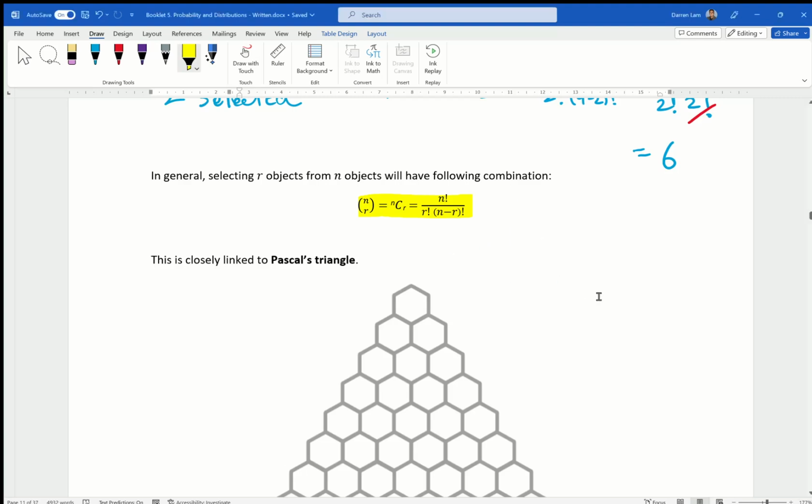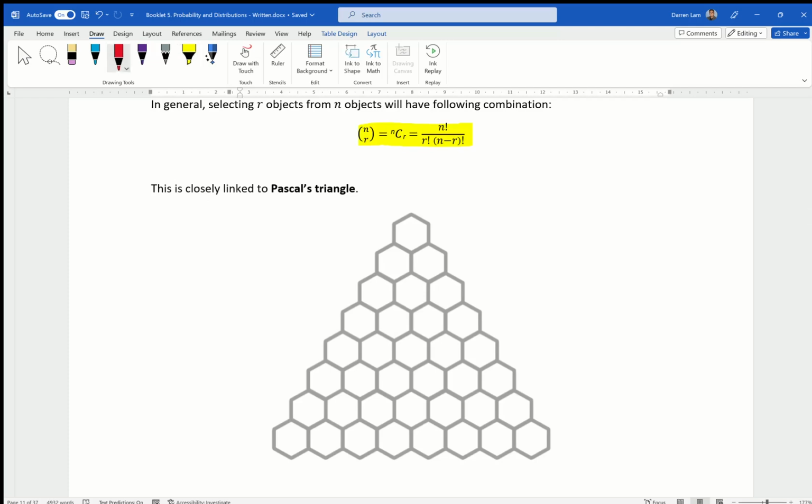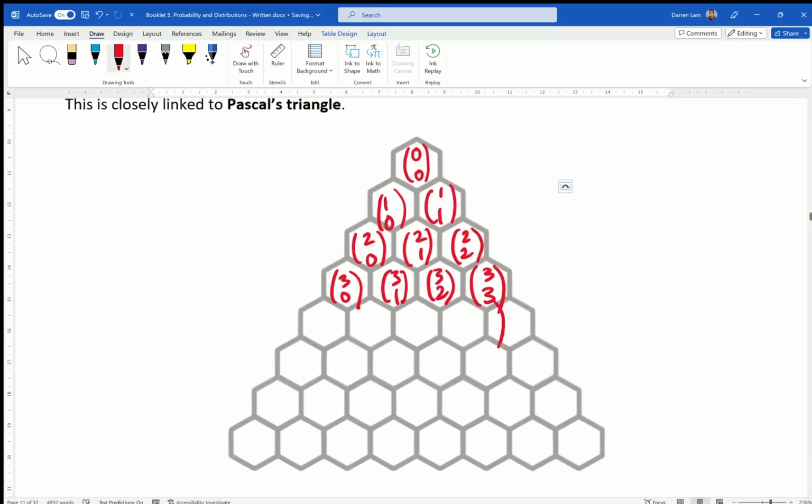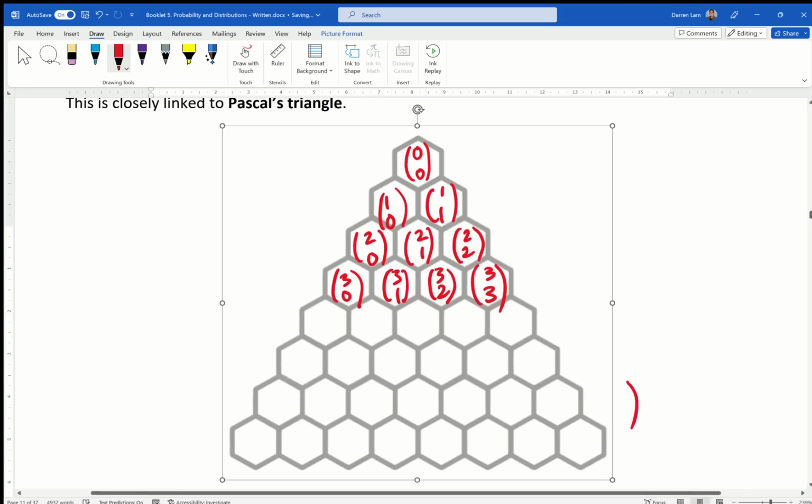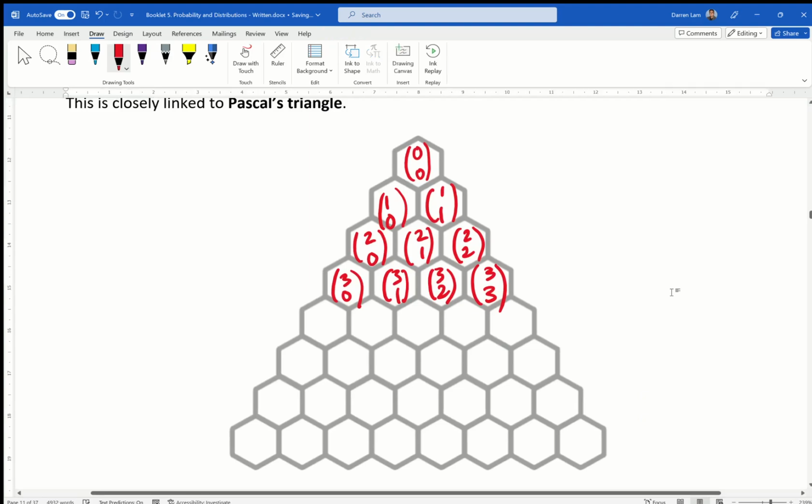This is closely linked to your Pascal's triangle. I'm just going to draw this down. This is not necessarily mandated understanding, but it's more so just contextual information. You can see how these are very closely linked, Pascal's triangle and your combinations. I'm expecting our factorial work to be good, so I'm not going to spend too much time on it. We're going to move on to our Bernoulli sequences. Next page.